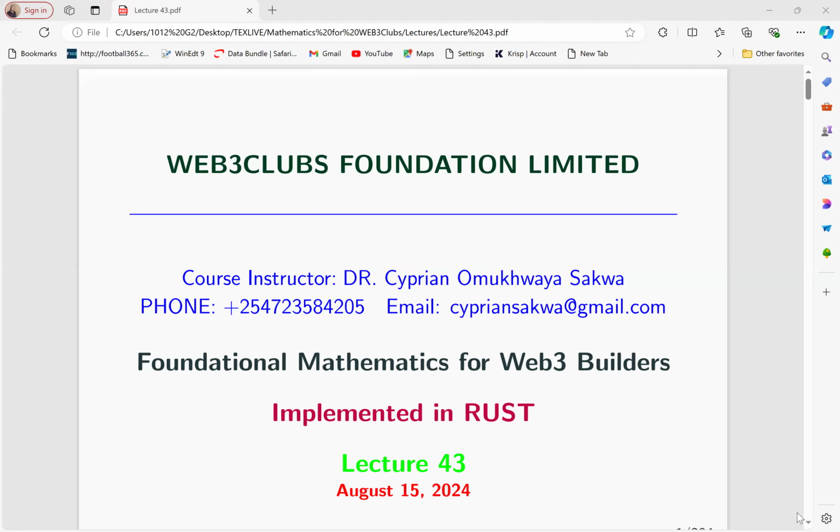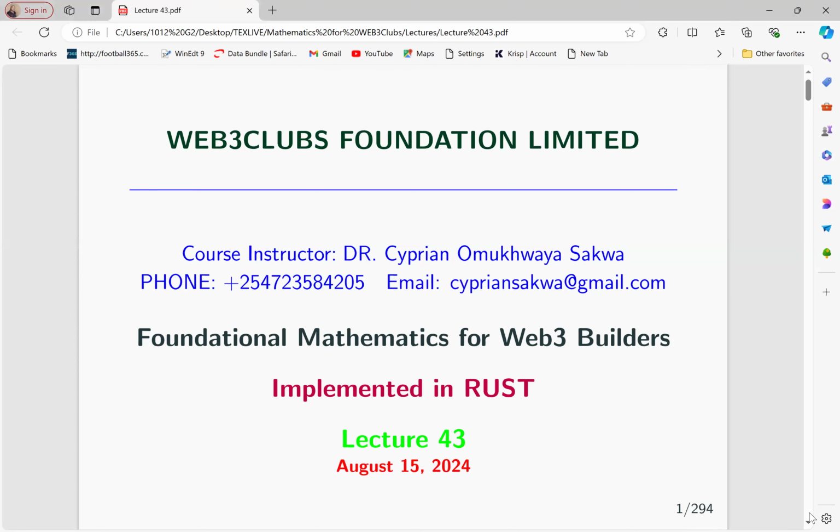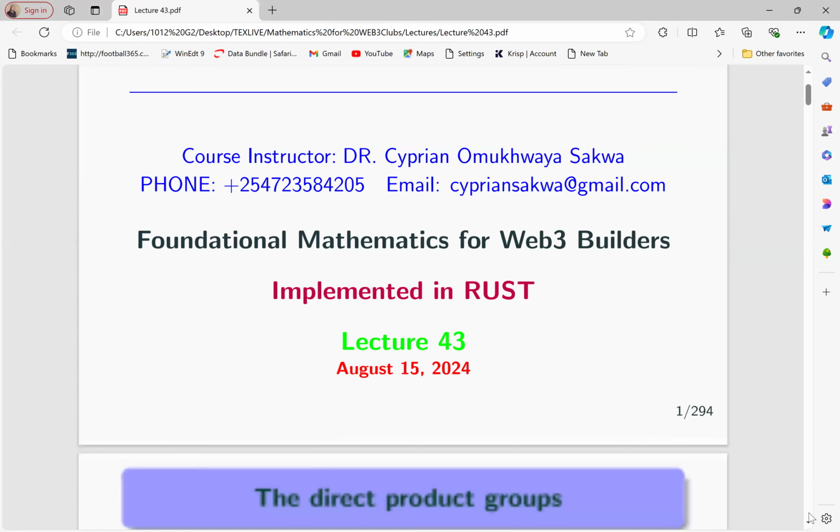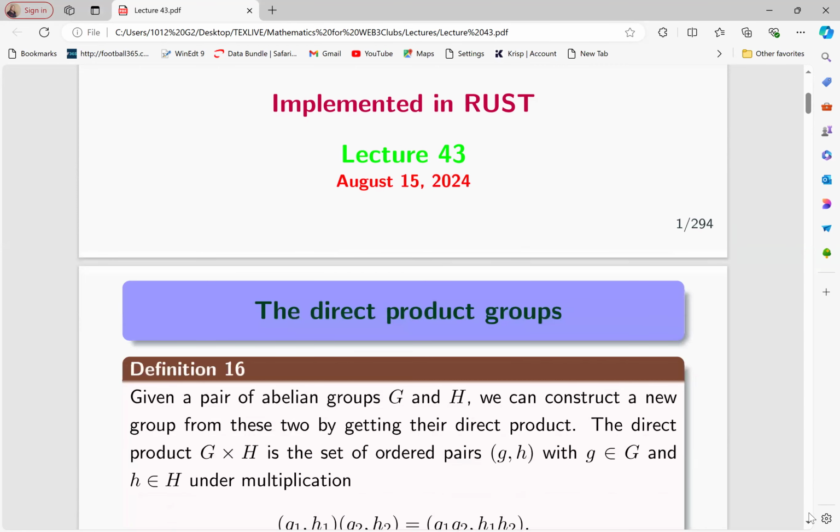Now, we began looking at groups last time, and we had looked at the order of a group. Then in the last lesson, we were looking at the order of elements of a group. So today I want us to look at direct product groups. That is, if you have two groups and you get the direct product, then they'll form a group. The group that is formed is what we call the direct product group.